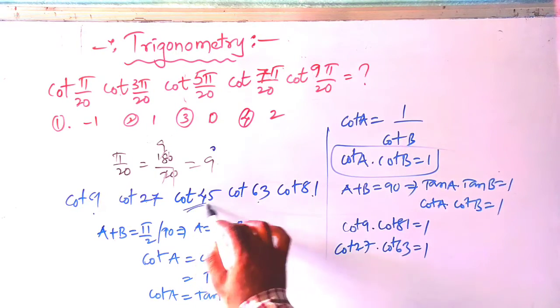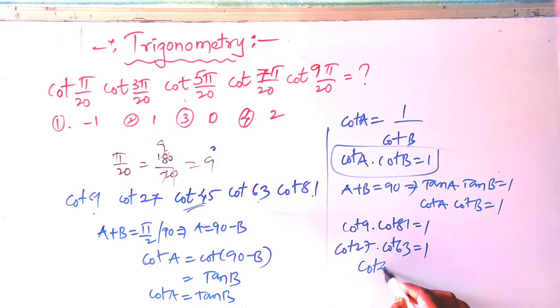So remaining only cot 45 is there. So cot 45 value is also 1. And we know the cot 45 value is 1 automatically. So 1 into 1 is nothing but 1. So the second option is the right answer.